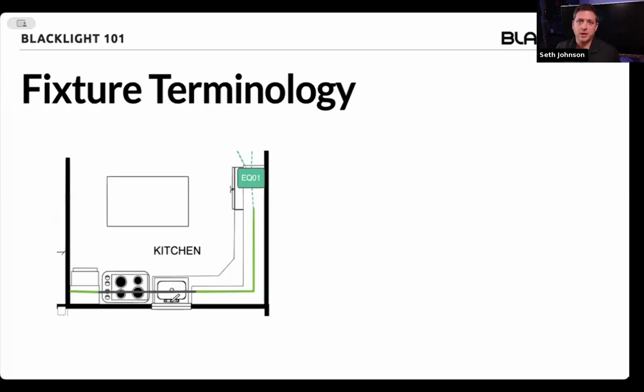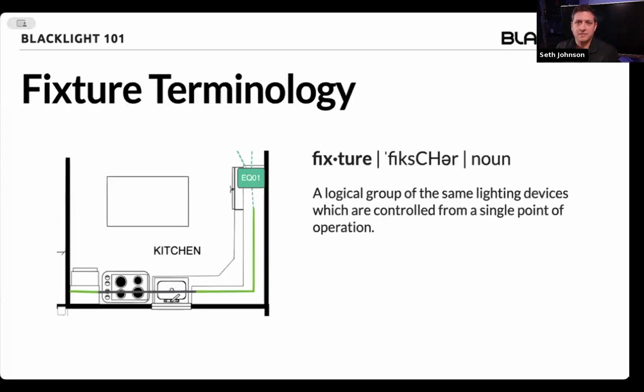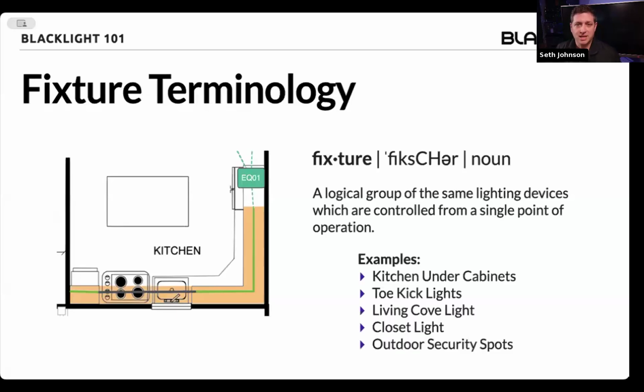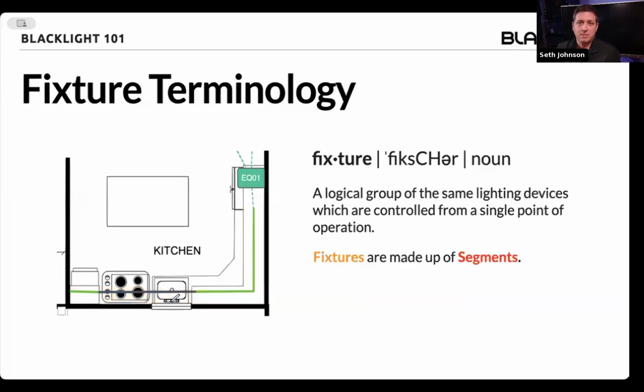Let's talk about fixture terminology and keep all this together. A fixture to us is just a logical group of lights that use the same single point of operation. Here are a couple of examples, and I've already gone over this: toe kick lights, cove lighting, that kind of thing. Fixtures are going to be made up of segments. Here we have segment 1, and here we have segment 2. That's of the same fixture, the kitchen under counter lighting. We have segment 1 and 2.